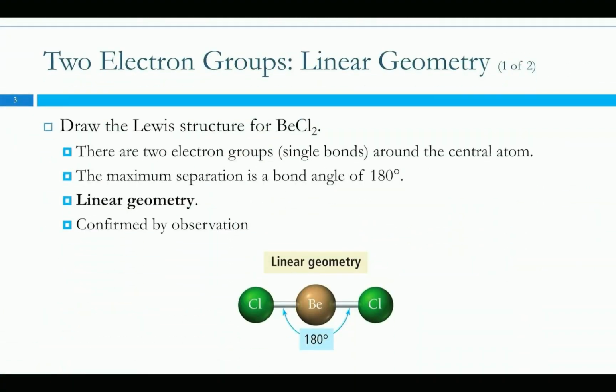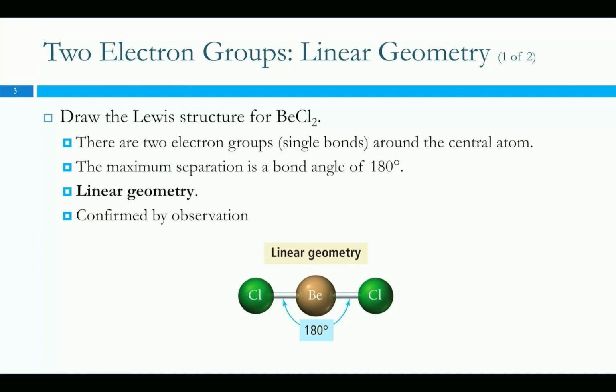Okay, so I guess what I will add to these is there's another notation. It's called AXE notation, where the X and the E represent the number of bonding groups and the number of lone pairs. So X will be your bonding groups. It might come up later, actually. And then E is lone pairs.